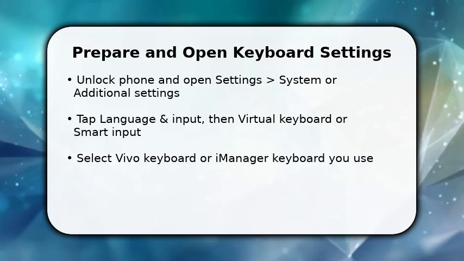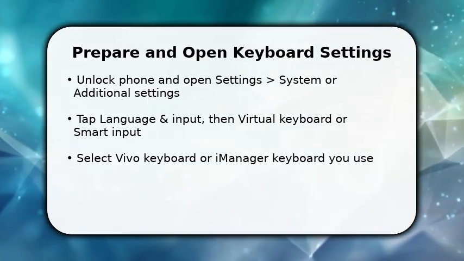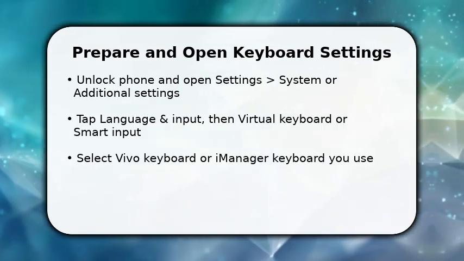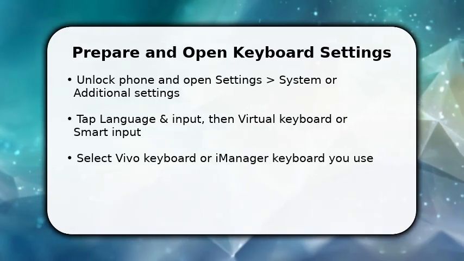You start by opening Settings and navigating straight to Language and Input. This puts you where Keyboard options live. Tap Virtual Keyboard or Smart Input, then choose the Vivo keyboard entry to access customization.